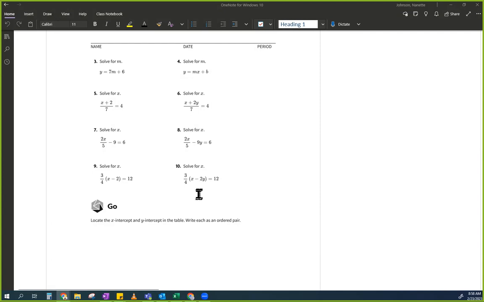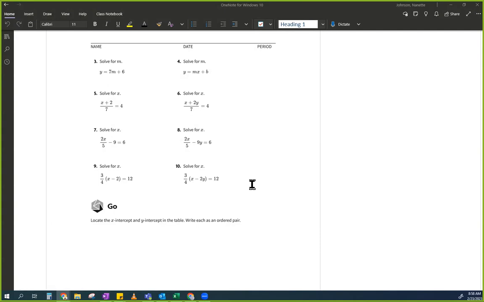So the very first thing that I do is I'm going to decide if I want to distribute this out or if I want to use the inverse to get rid of the 3/4. Okay, and it doesn't matter which way you do because as long as you do the steps correctly, you will still get the same answer. So let's see. I think most of you like to distribute. So I'm just going to show you a different way and see if you like it better.